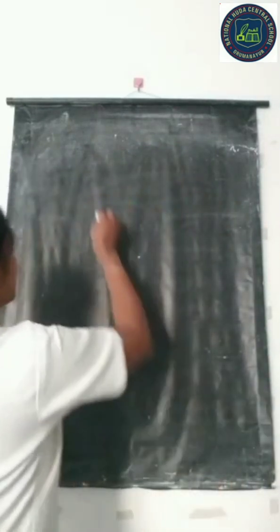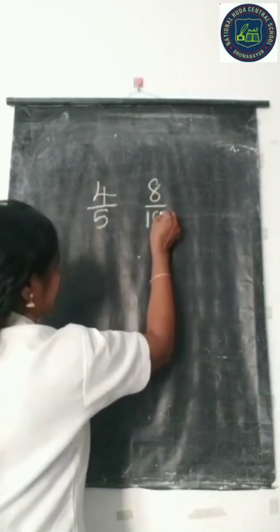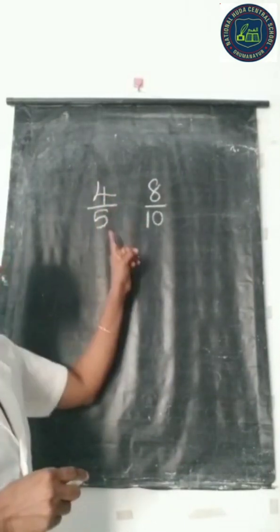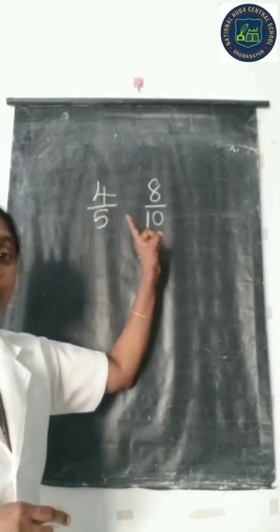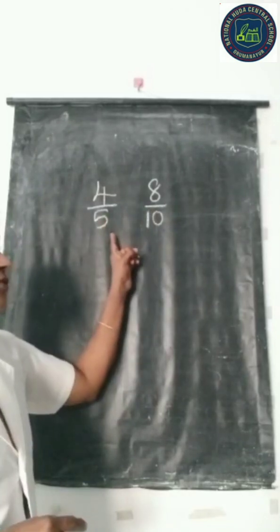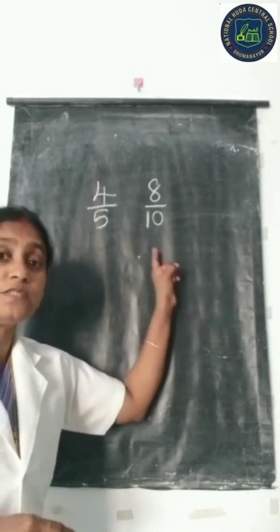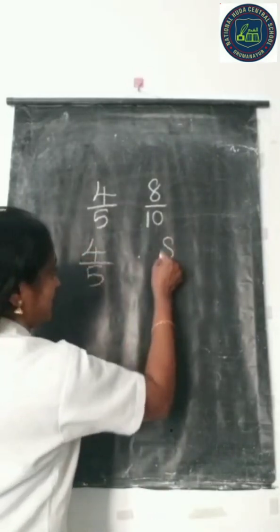How to check whether two given fractions are equivalent. We can do some problems. Here are two fractions. First one is 4/5 and second one is 8/10. We have to check whether they are equivalent or not. In order to check this, first we have to find the cross products of the fractions, that is 4/5 and 8/10.